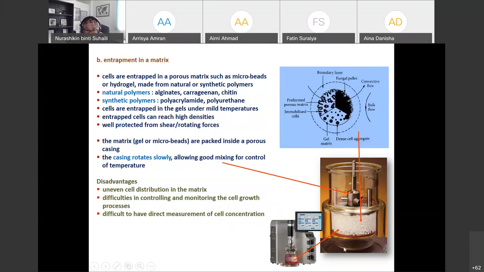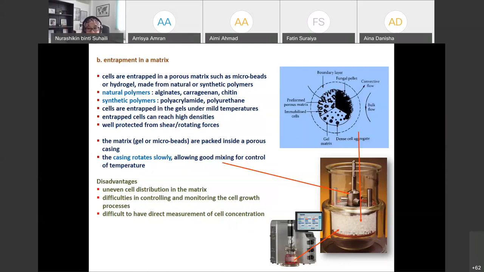So the disadvantage of this system is it is very difficult to control and monitor the cell growth processes because now you imagine the cells are inside the matrix. So throughout that, let's say 1 month period, you cannot just let your cultures grow like that because you do not know if you don't monitor. So for animal cultures, you have to take samples every day perhaps, and measure the growth. For bacteria it's easy lah. You just measure the absorbance every 2 hours, for example. For yeast, maybe a little bit longer, maybe 4 hours, 6 hours, in order to know the growth. So that's how you can plot the cell growth profile.